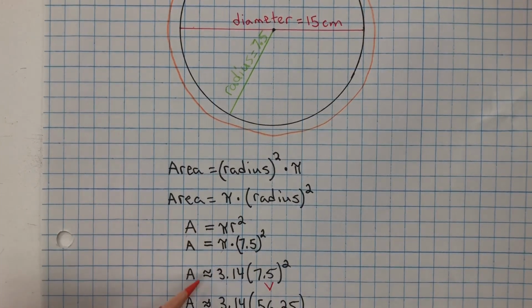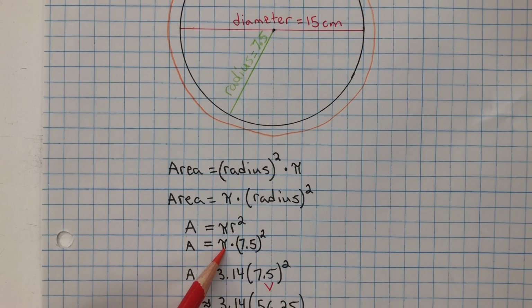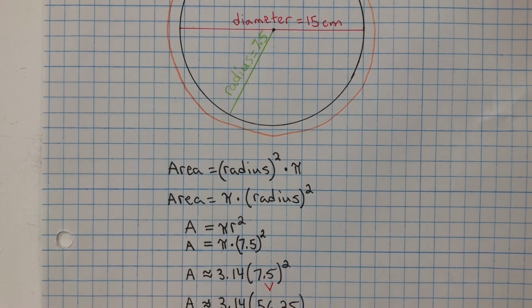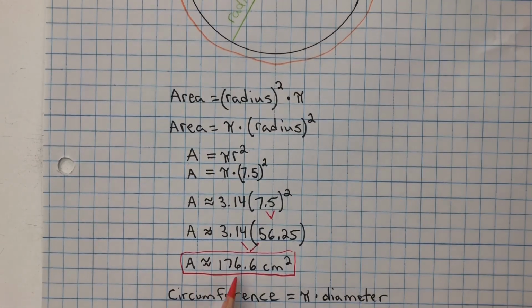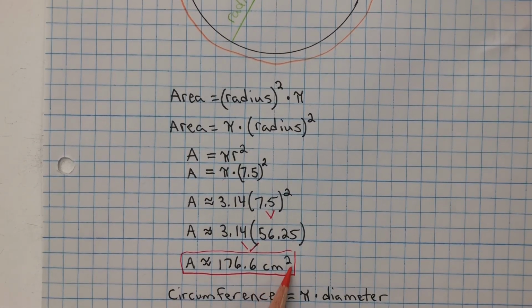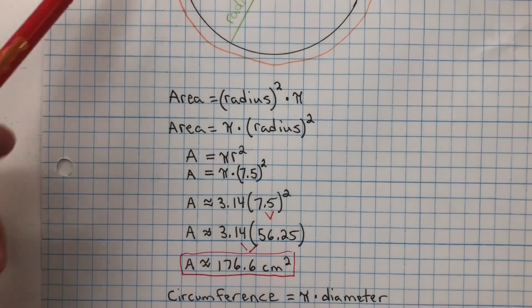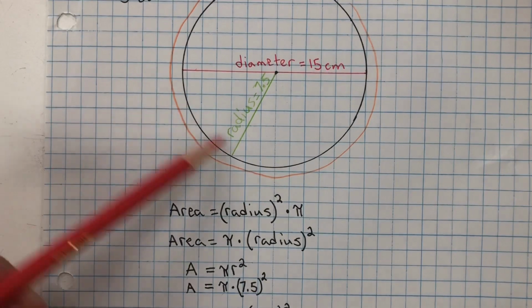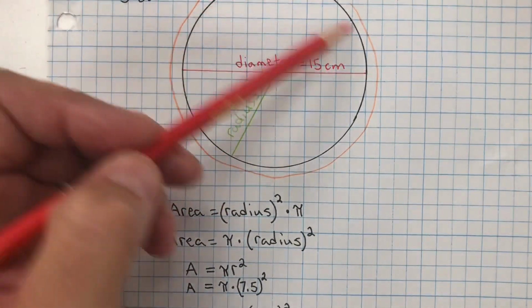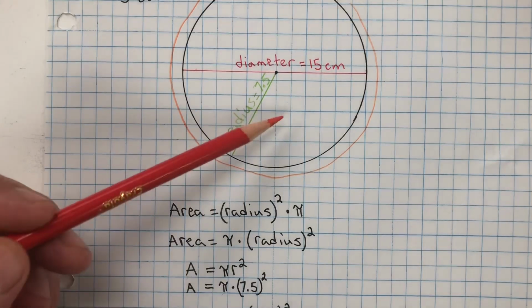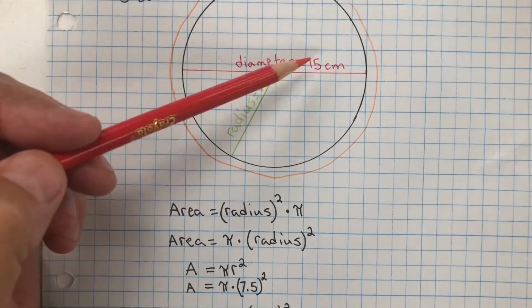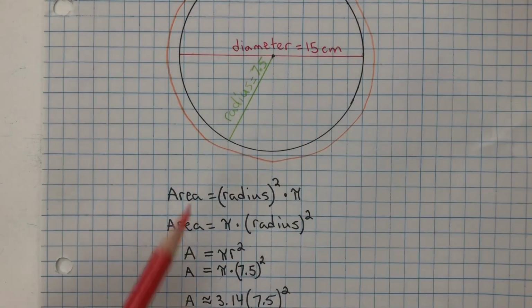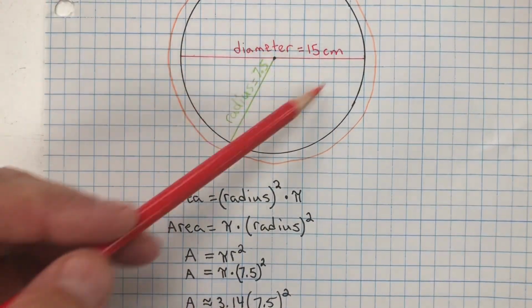I turned the equal sign into an approximate value. It's a squiggly equal sign because pi is approximately 3.14. And now we have 3.14 multiplied by 56 and 25/100ths equals 176 and 6/10 centimeters squared. Remember, area is the inside. How many square units would that be? And if the diameter is 15, there would be 176 and 6/10 of those squares in there.